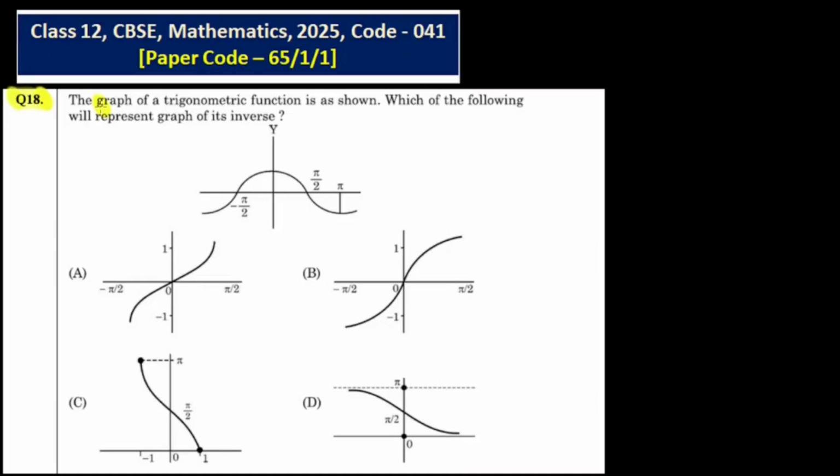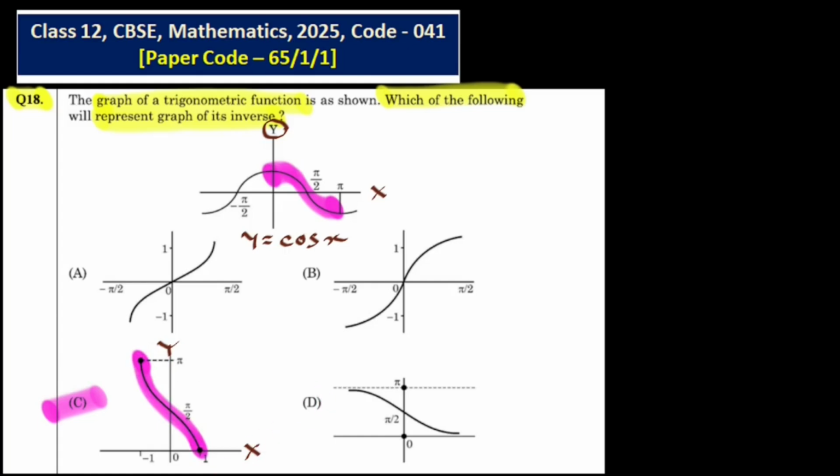Question 18. The graph of a trigonometric function is shown here. We have to tell which of them represents the graph of its inverse. This given graph is of y equals cos x. The graph of its inverse can be obtained by interchanging the x and y axes. So in option C, this x axis is replaced by the y axis and this y axis is replaced by the x axis, and only the principal value branch, this one, has been shown in its inverse. So C is the correct option.